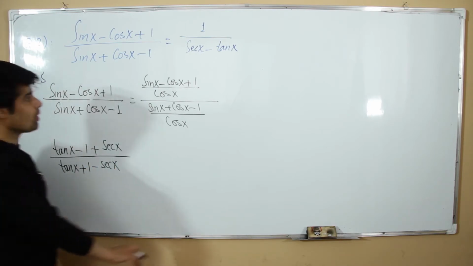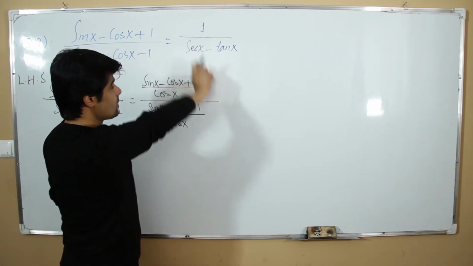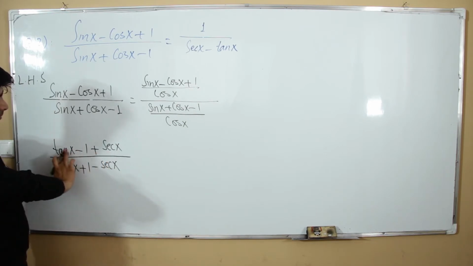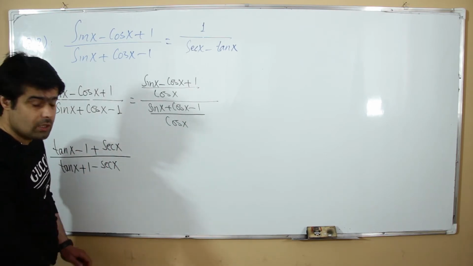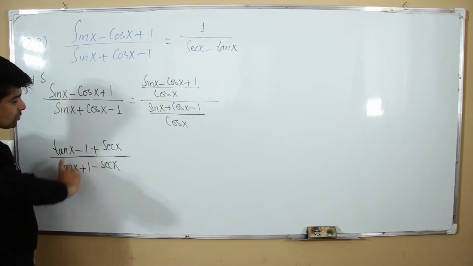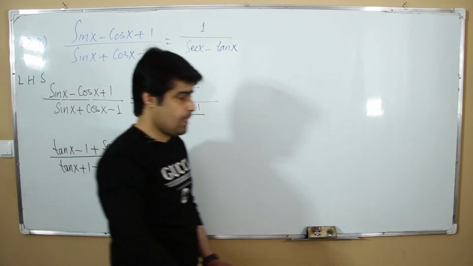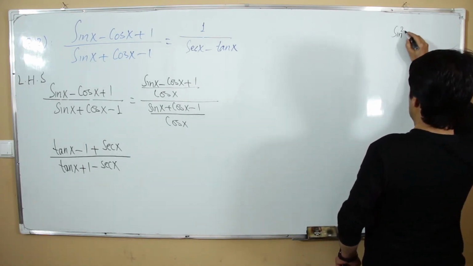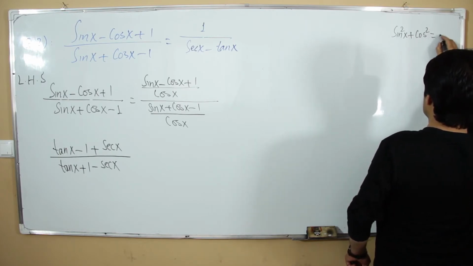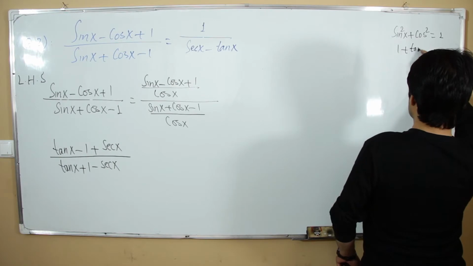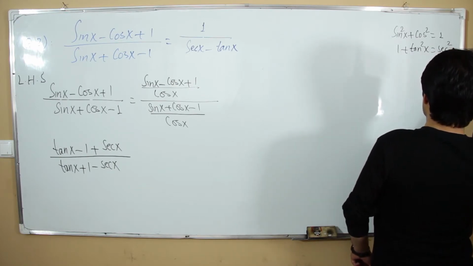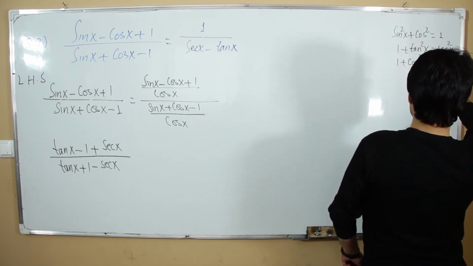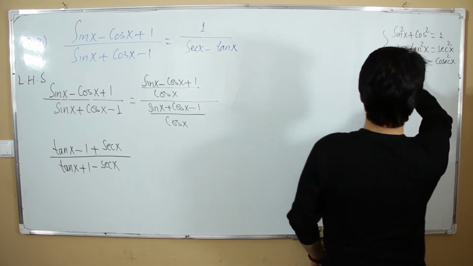Now we do not have any trigonometric ratios in the numerator, so we have to cancel this one. It means we have to find a way in which we should not have any tangent and secant. We have three fundamental identities. First, sine square plus cosine square is 1. Second, 1 plus tangent square is secant square, and third, 1 plus cotangent square is cosec square of x.